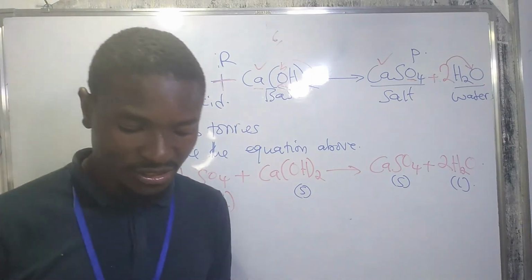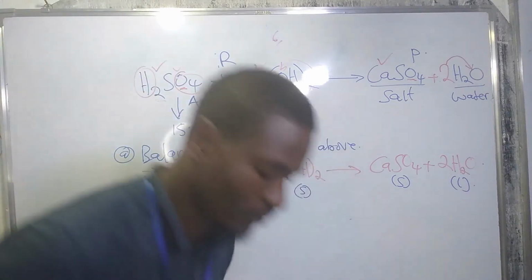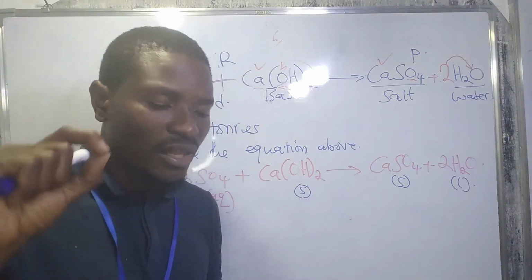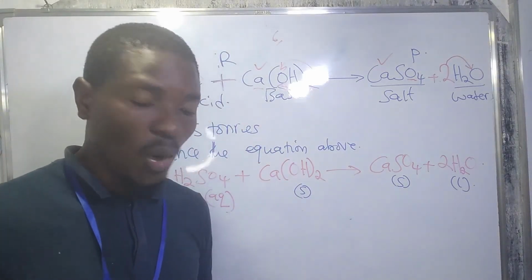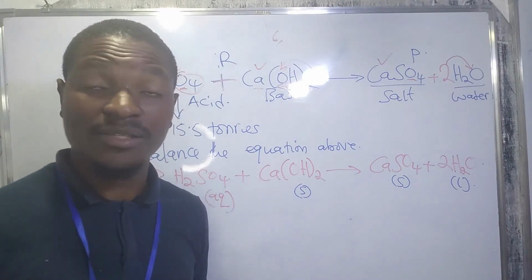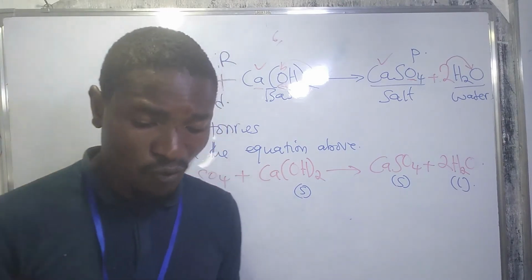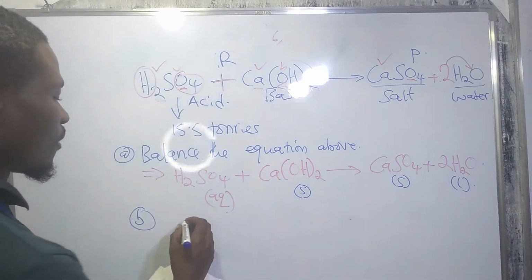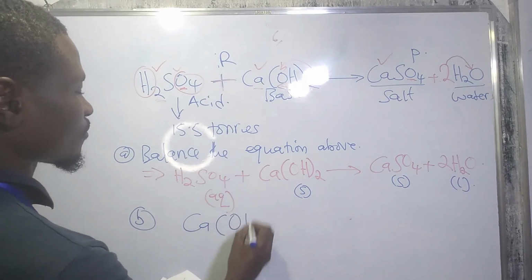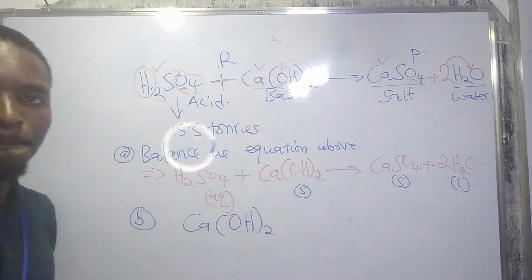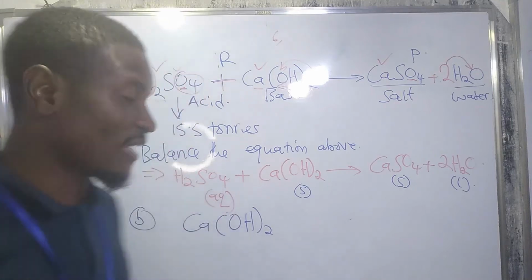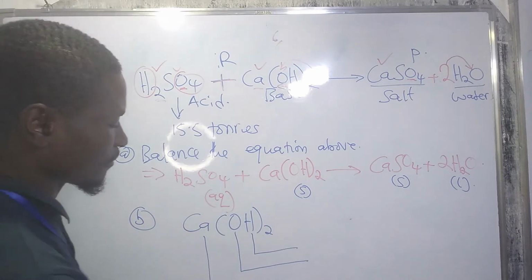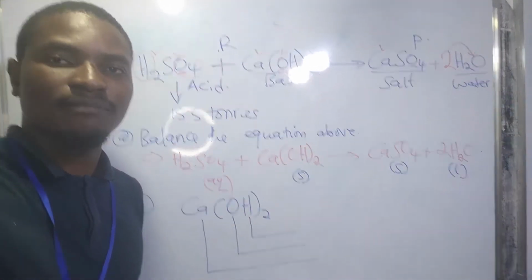Now, the second question is saying to determine the relative formula mass of calcium hydroxide. So determine the relative formula mass of calcium hydroxide. What you just need to do there is find the combined mass, the combined masses.